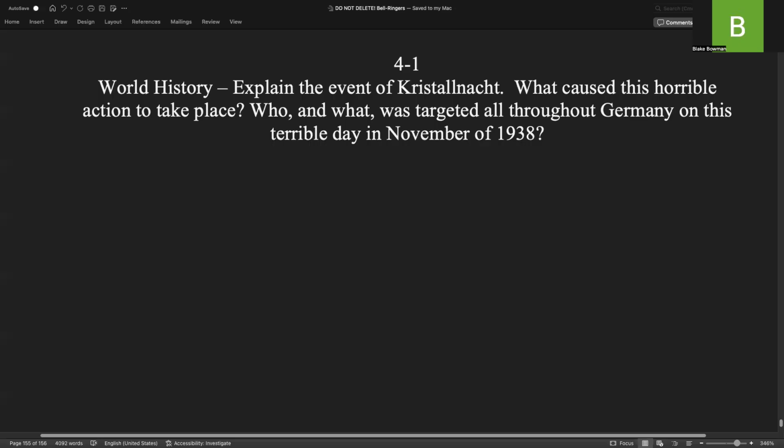All right, so explain the event of Kristallnacht. What caused this horrible action to take place? Who and what was targeted all throughout Germany on this terrible day in November of 1938?